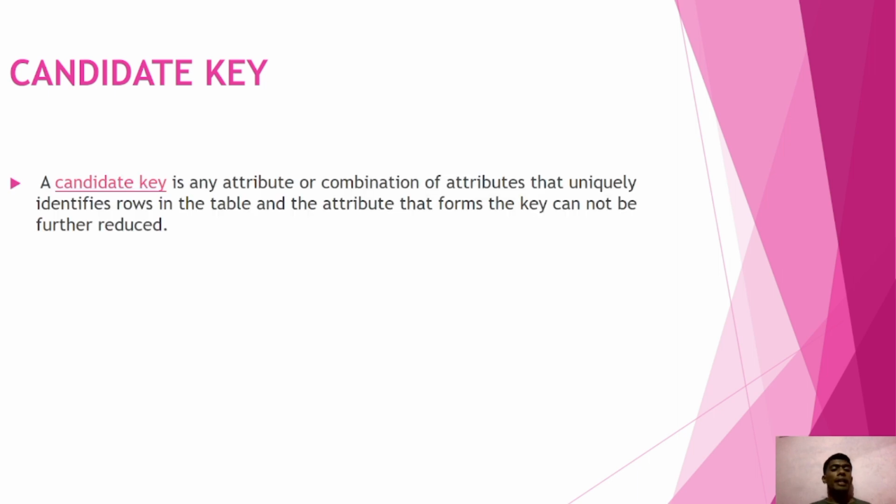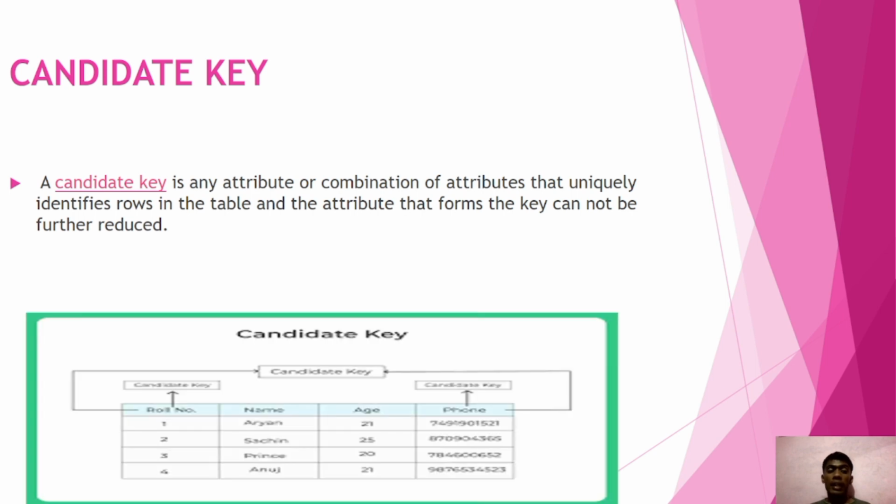Next key is candidate key. What is a candidate key? A candidate key is an attribute or combination of attributes that uniquely identifies rows in the table. Note the point: the attributes that form the key cannot be further reduced. That is known as a candidate key. This is an example of a candidate key.